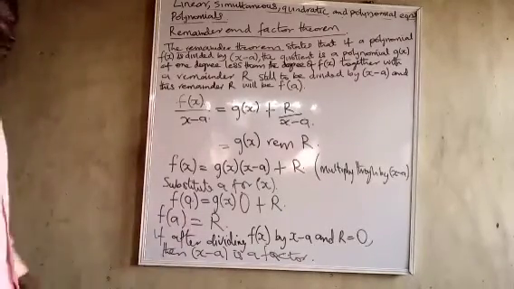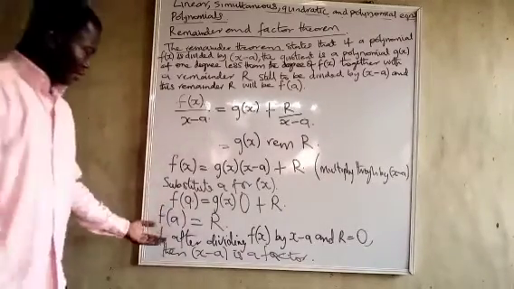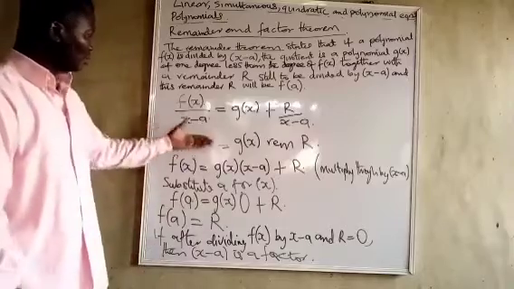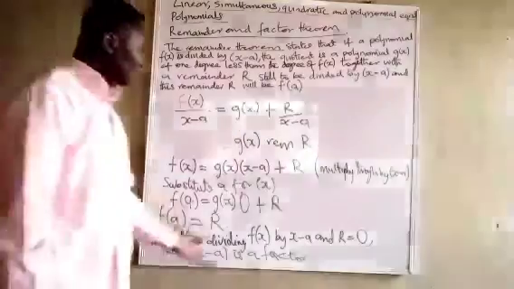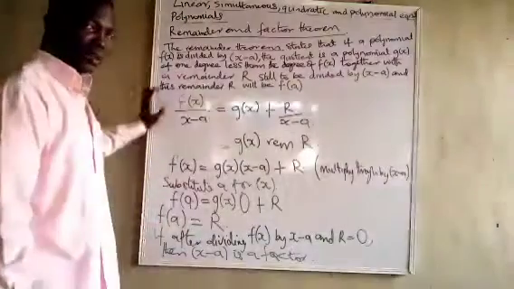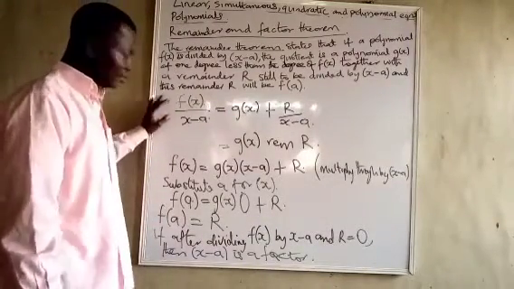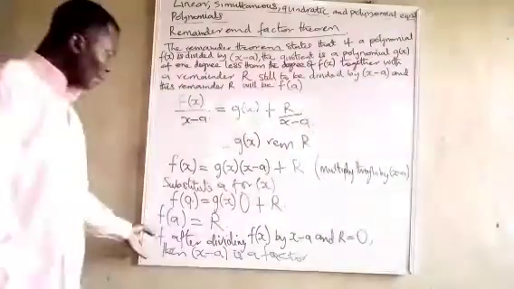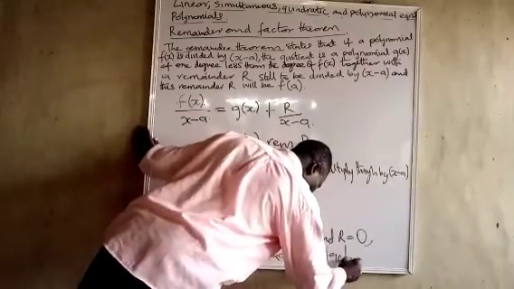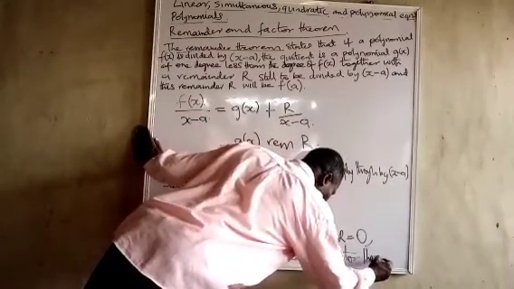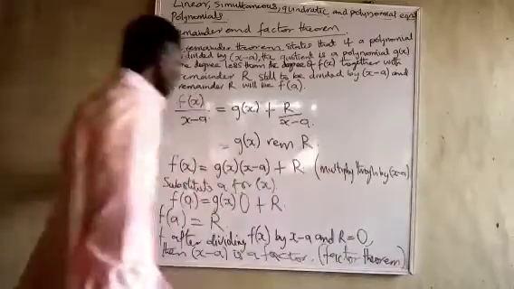So what are we trying to say? If I can substitute any figure for x in the expression of f of x and it gives me 0, it means it is a factor of that expression. It means it is a factor of that function. That is all about the factor theorem. So this part is just the factor theorem summarized. That's all.